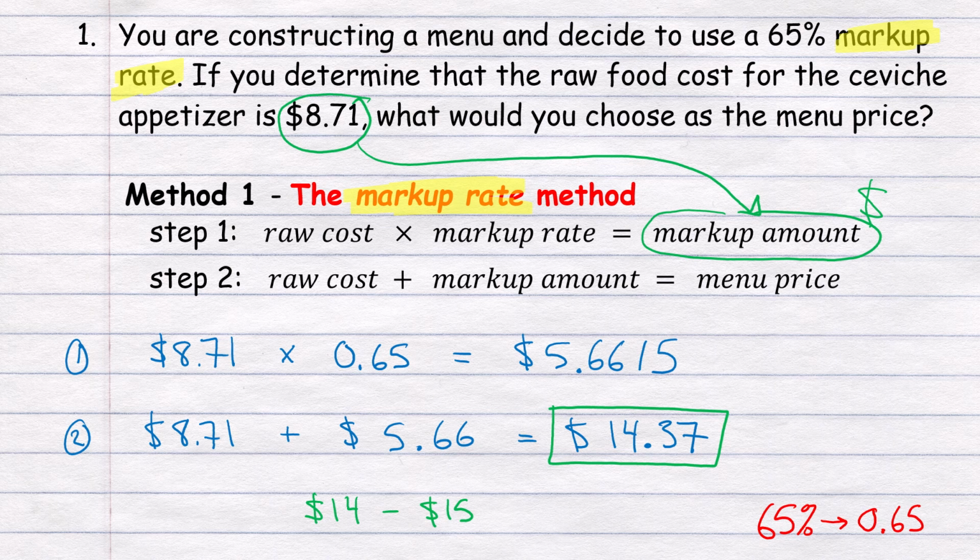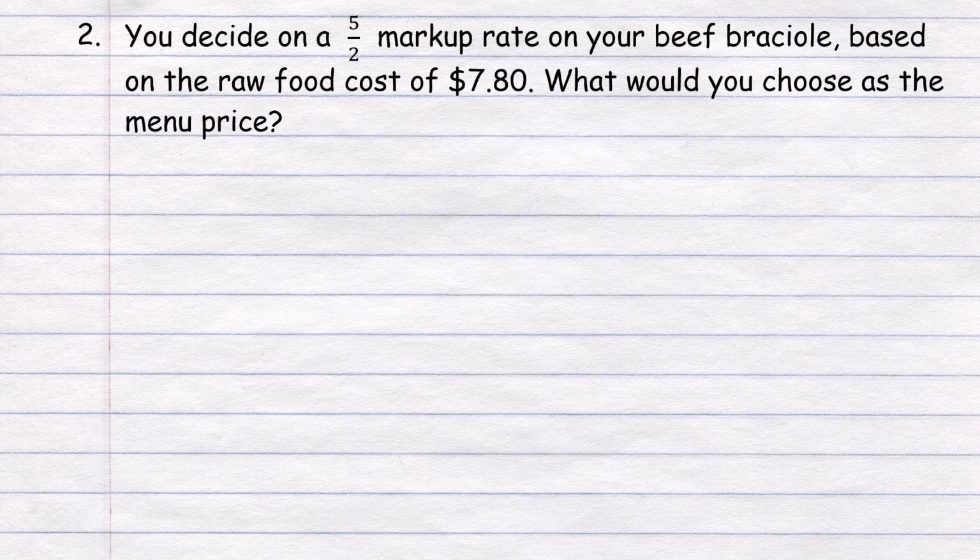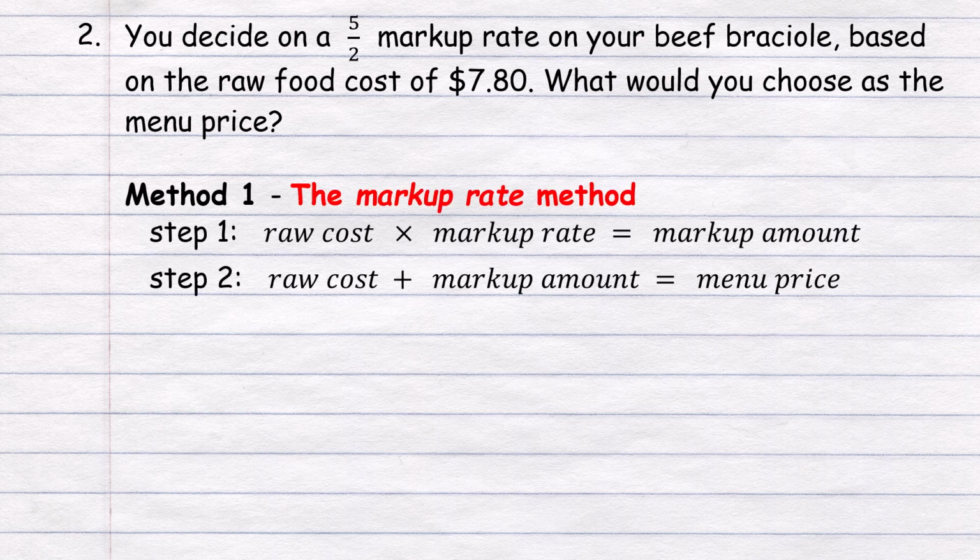Okay, number two, you decide on a 5/2 markup rate on your beef braciole based on the raw food cost of $7.80. What would you choose as the menu price? Again, same question. What's the menu price? What am I selling it for? Same as with the last problem, you're looking for keywords. You see the words markup rate, so you're using again the markup rate method.